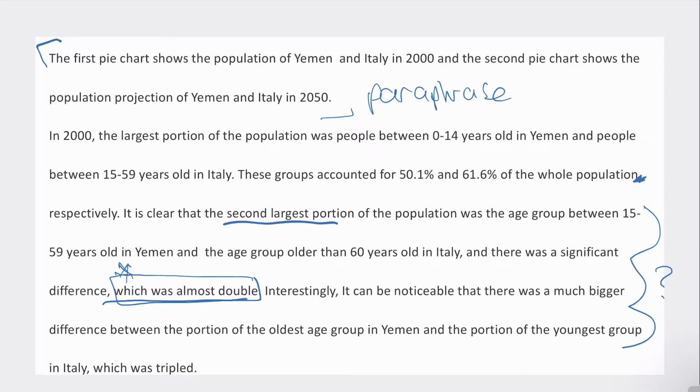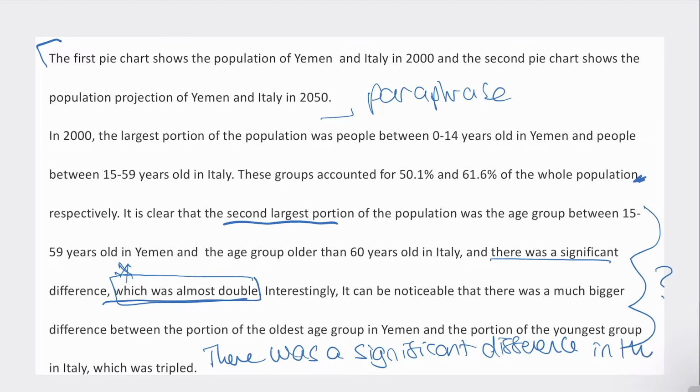So I would say there was a significant difference in the portion in 15 to 59 years old and 60 years old. There was a significant difference in the portion of the second largest age groups.